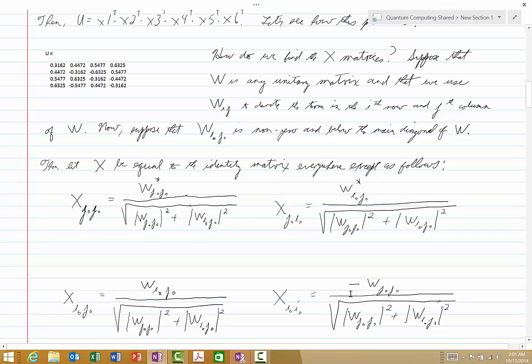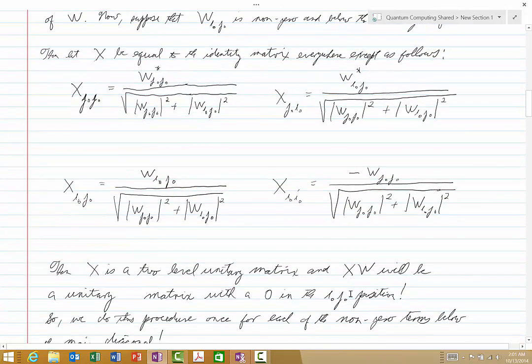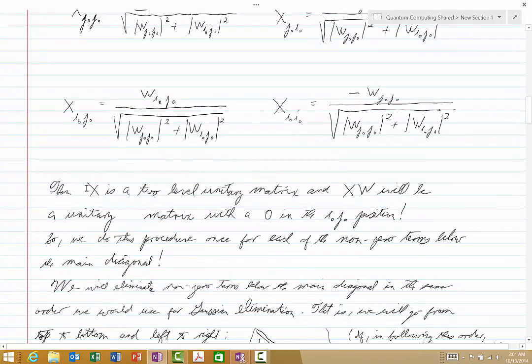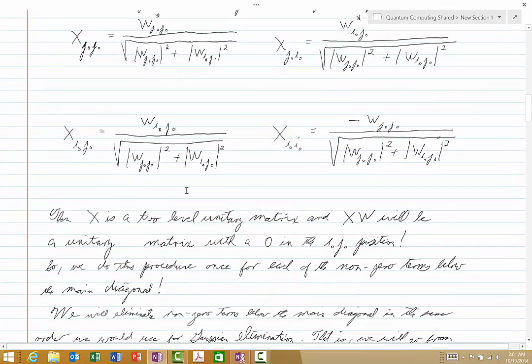Now, using those formulas, we can note the following. Since X is equal to the identity matrix everywhere except for these four entries, we find that X is a two-level unitary matrix. Not only that, but if we multiply out X times W, we'll find that X times W will also be unitary, and it will have a zero in the I0 J0 position.